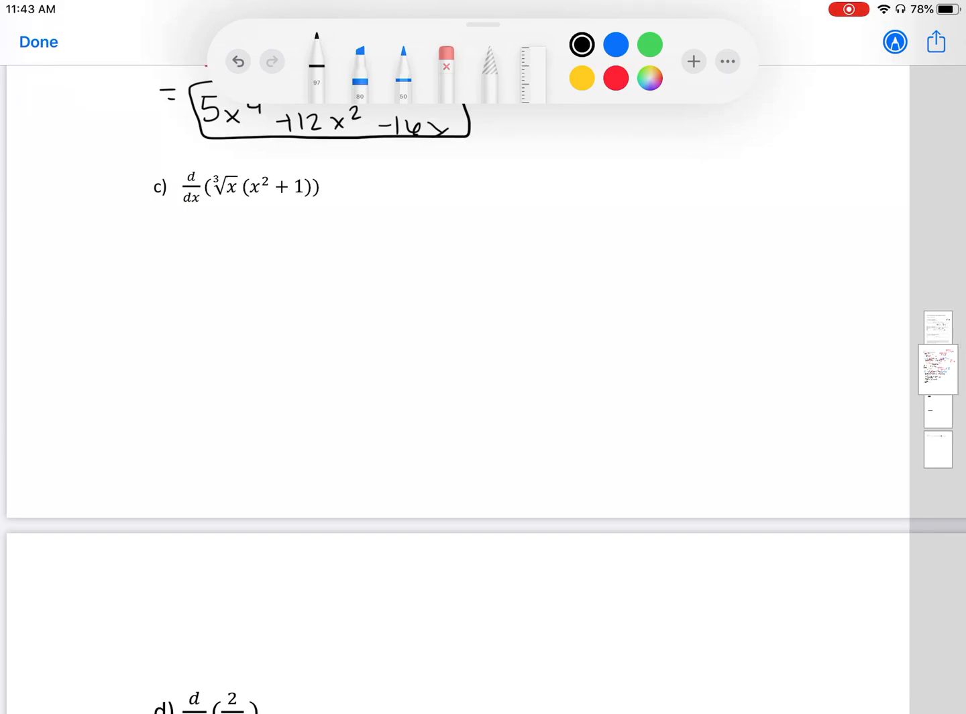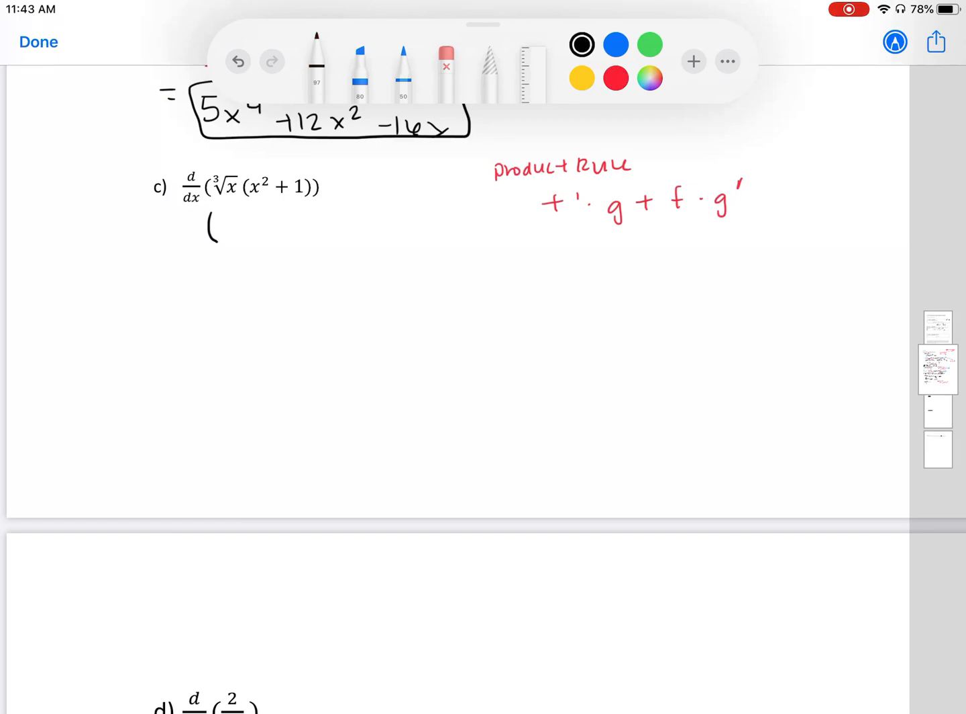Okay, next problem. Let's go ahead and multiply these two. Well, why multiply when we can use our product rule? That says our derivative of our first times our second plus our first times our derivative of our second. Notice how I write it down every time we do it, just to give us some structure.